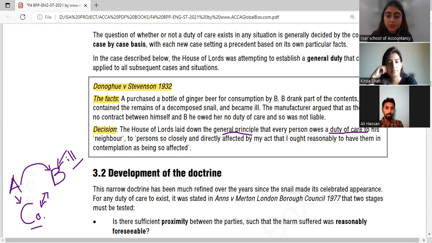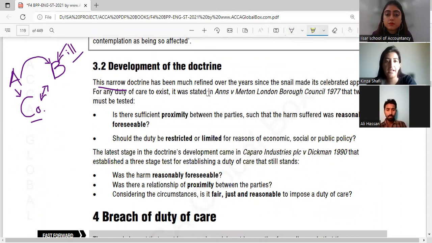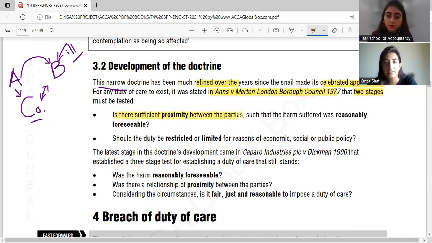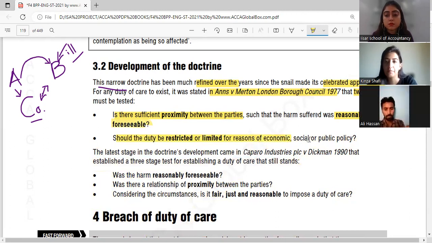Okay. Next. Development of the doctrine. Kinsa, please read. This narrow doctrine has been much refined over the years since the snail made its celebrated appearance. For any duty of care to exist, it was stated in Anns versus Merton London Borough Council, 1977, that two stages must be tested. Is there sufficient proximity between the parties, such that the harm suffered was reasonably foreseeable? Should the duty be restricted or limited for reasons of economic, social, or public policy?